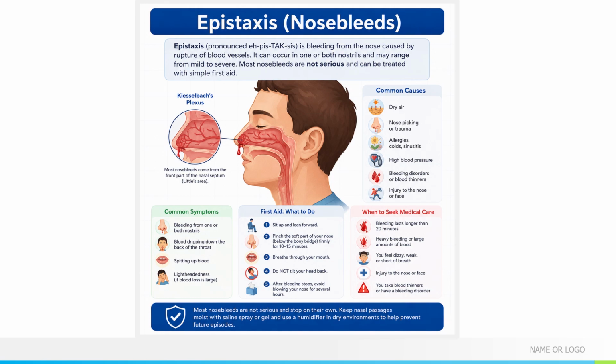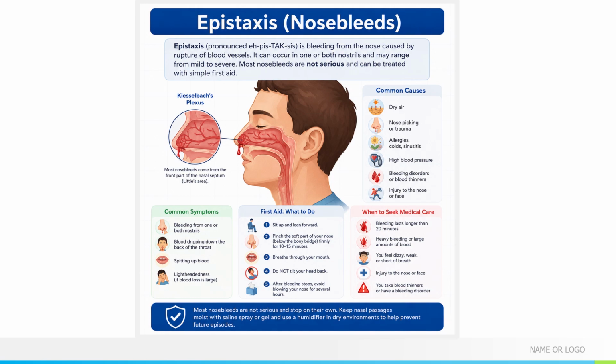So if bleeding is significant or prolonged, patients may also develop signs of blood loss, including dizziness, weakness, lightheadedness, tachycardia, hypotension in severe cases. So it's important to recognize that these symptoms suggest more substantial blood loss and they warrant prompt evaluation. The diagnosis of epistaxis really begins with a focused history and physical exam.